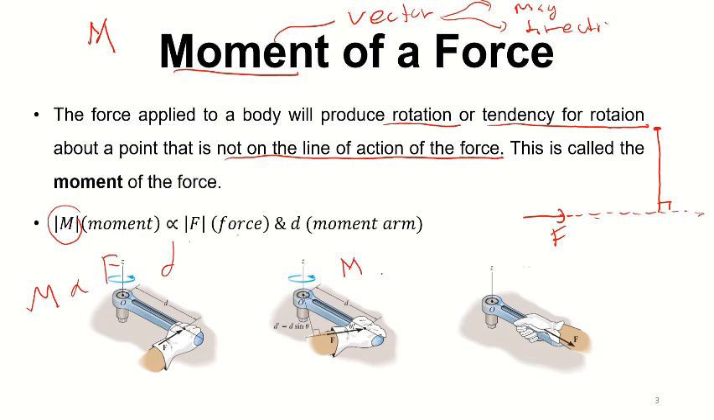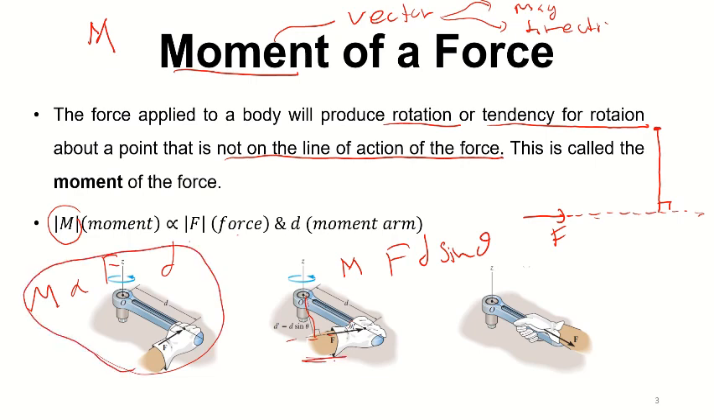So, we have the same force, but now d is not the perpendicular distance, right? Here the perpendicular distance is this one. If this is theta, then this one is d sine theta, F times d sine theta, right? So which one is larger here? We apply the same force, but the moment in here is larger than this one.